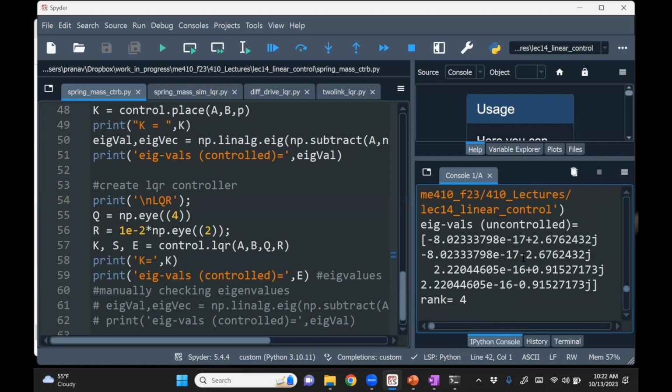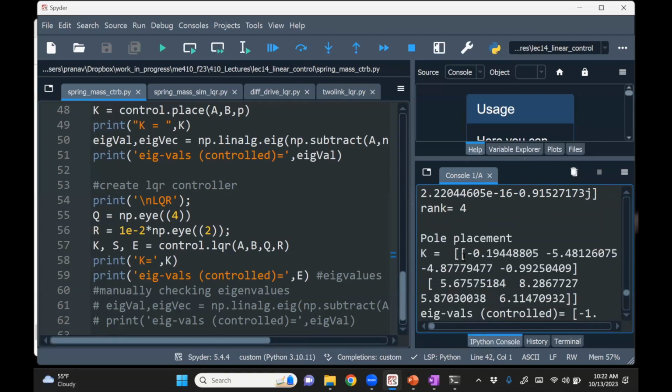Eigenvalues, uncontrolled system. You see that the real part is actually 0, and there's only an imaginary part. So remember, this is a spring mass damper system. When you let it go, it just goes back and forth, back and forth. So the system is not unstable, not stable. It's actually called neutrally stable. A spring mass system will have an eigenvalue with real part 0. So it just springs back and forth. The rank is 4, which means that I can control it.